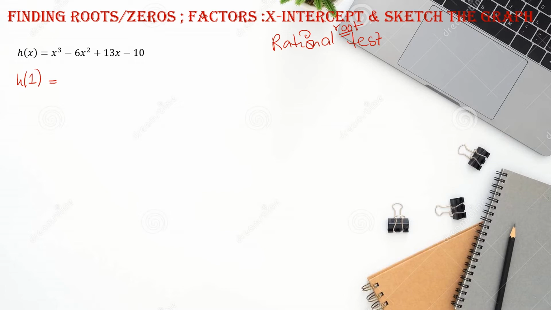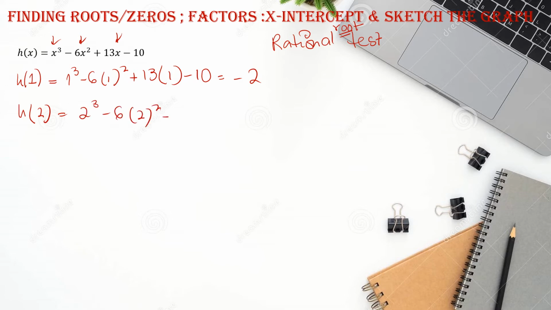0. So here you will get 1 cube minus 6 times 1 square plus 13 times 1 minus 10. If you calculate that one, you will get negative 2. It means the remainder is negative 2, whereas we don't need any remainder. So now think another number, that is h of 2 equals, now replace in the equation wherever you have the x by 2. It means 2 cube minus 6 times 2 square plus 13 times 2 minus 10. If you calculate it, you will get 0. So see, there is no remainder.